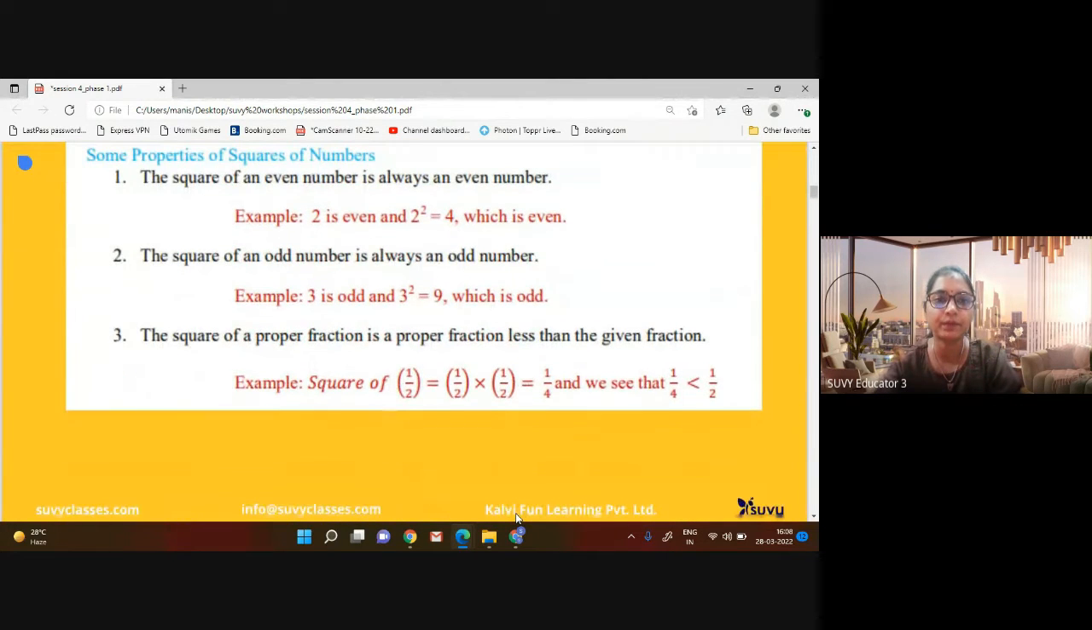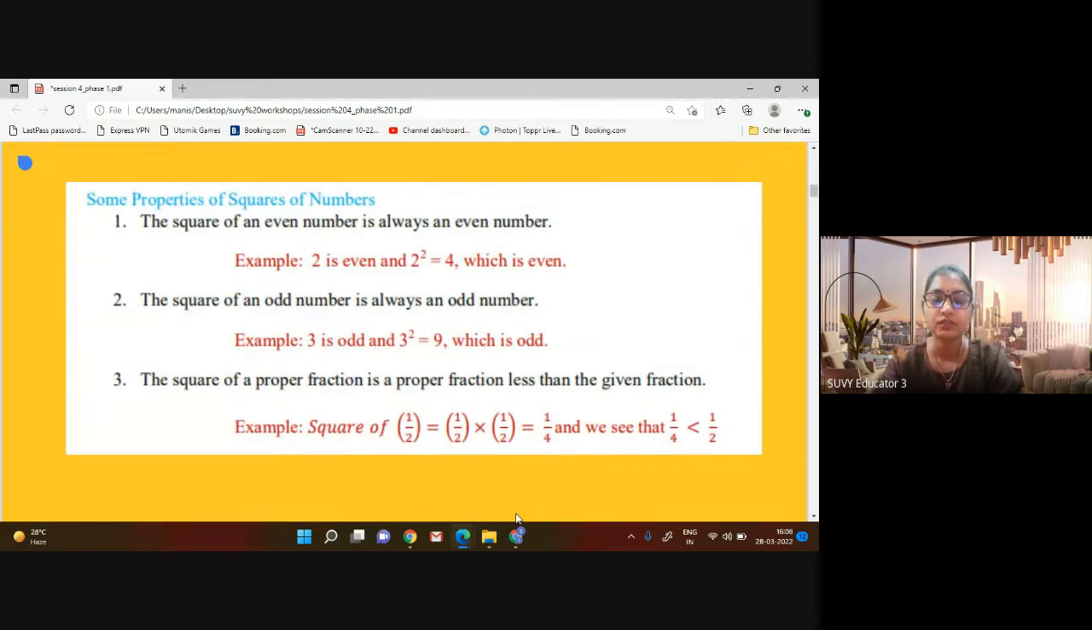Next are some properties of squares of numbers. We have to focus on these things also. What are the properties that we have to use while solving squares of numbers? The very first property is that the square of an even number is always an even number. When you square an odd number, it will become odd. When you square an even number, you will get an even number.